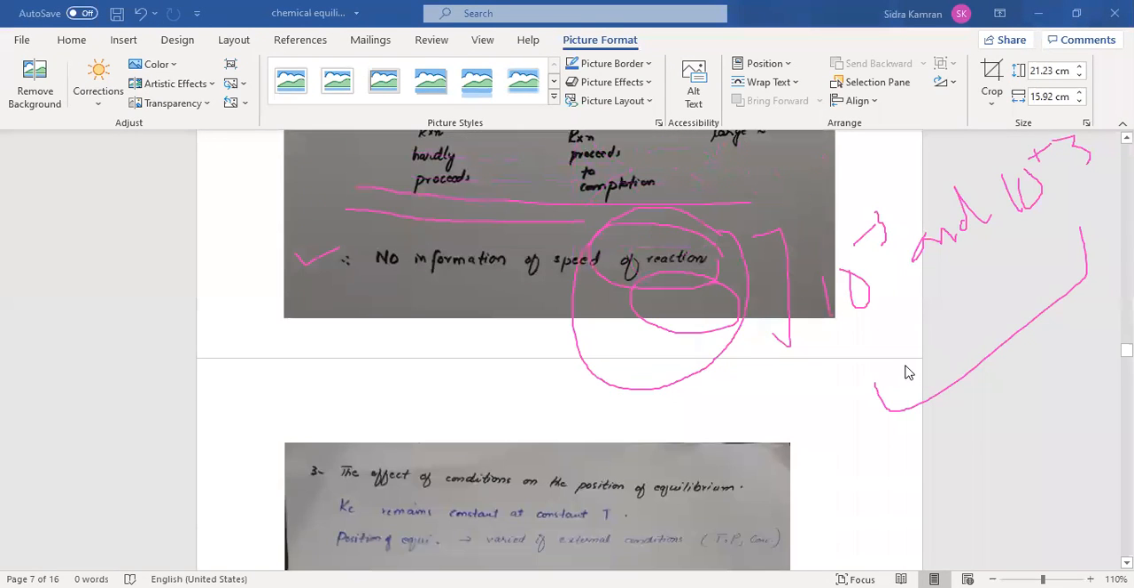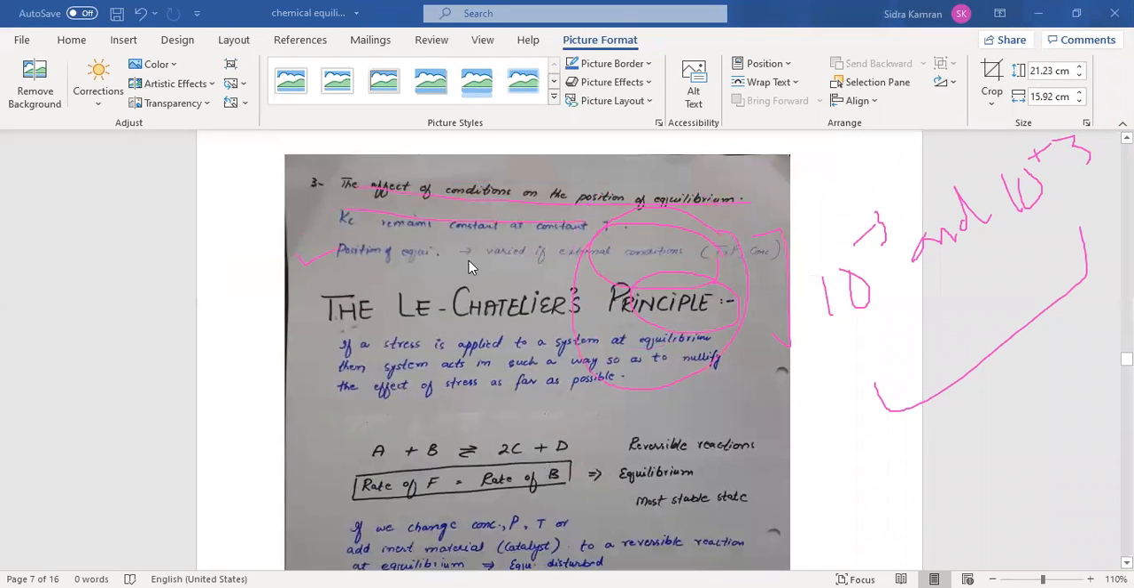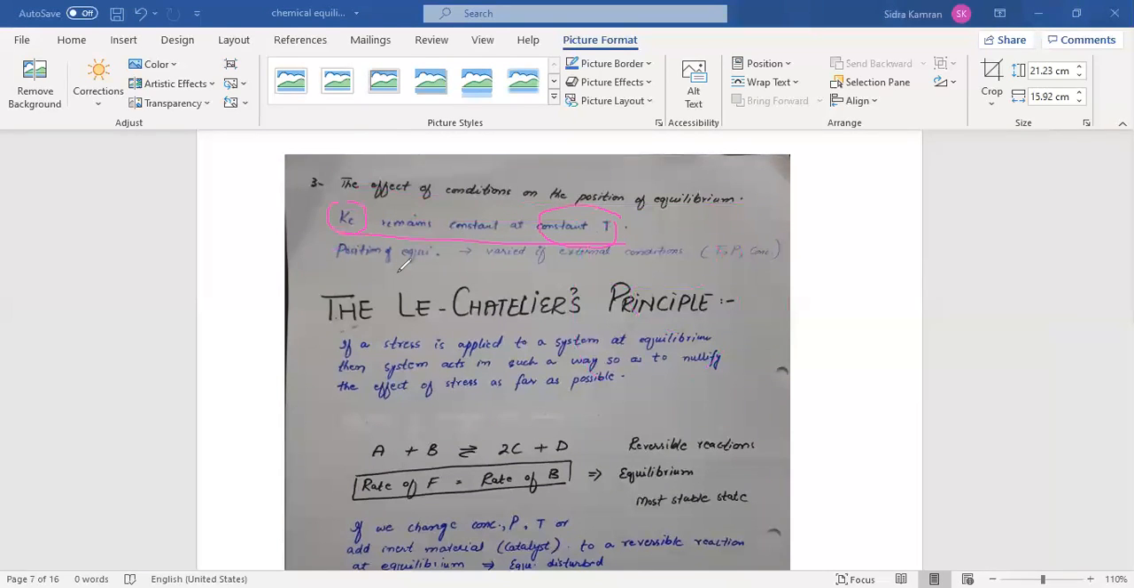Next, the effect of conditions on the position of equilibrium. What is the effect of conditions on the position of the equilibrium? On which conditions is equilibrium affected? Kc remains constant at constant temperature. If you are changing the temperature, then Kc will change. If the Kc is constant, then there is no effect on the equilibrium constant. But the position of the equilibrium varies if you change the temperature, pressure and concentration.